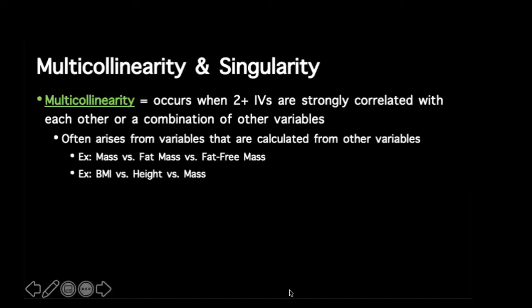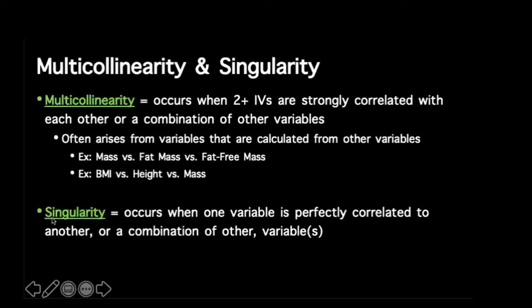Not that great, okay? So singularity is a form of multicollinearity, and it's going to occur when you have a perfect correlation between two independent variables or a combination of other variables. So let's say height and BMI were perfectly correlated. That would be an example of singularity. In the correlation matrix, we usually use those bivariate correlations to make the regression model. If you see any perfect correlations other than the diagonal line across the center of your correlation matrix, that's a red flag. So multicollinearity, we don't really want that in our regressions.